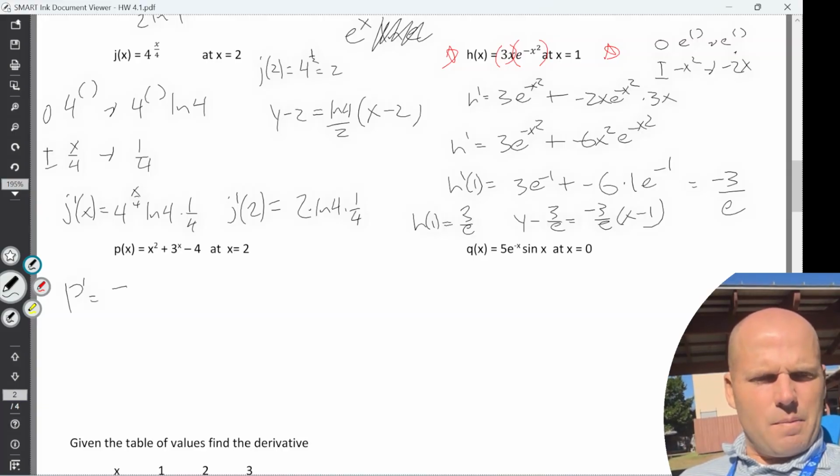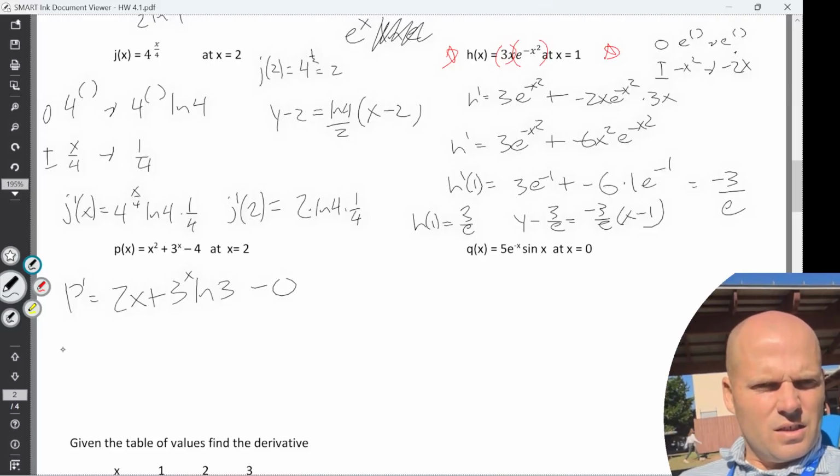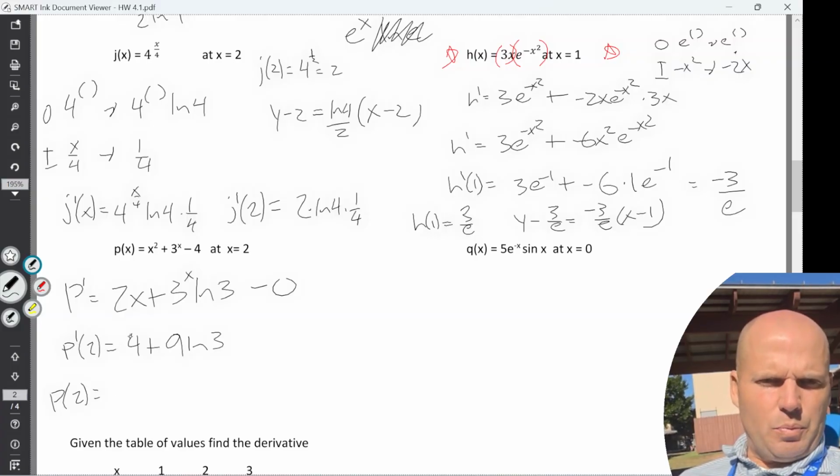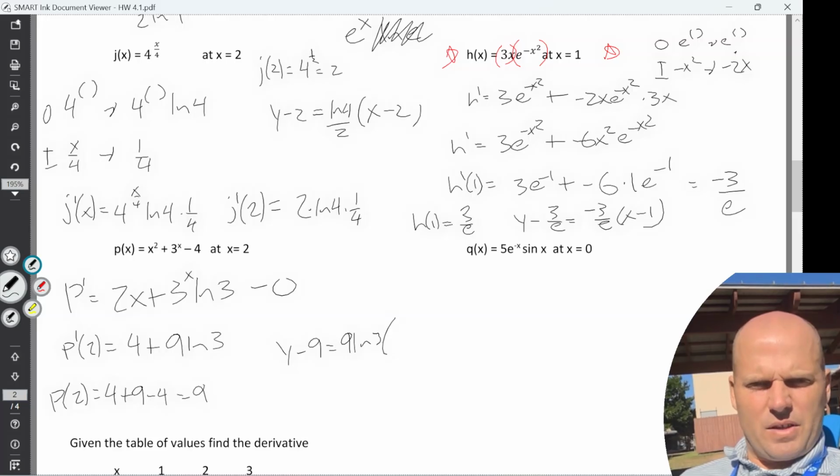Cool. Don't forget, power rule still exists for x to the power. Don't forget, constants go away unless they're attached to an x. Don't forget, you need a point and a slope. There's my slope. Here's my point. Y minus 9 equals 9 log 3, x minus 2.